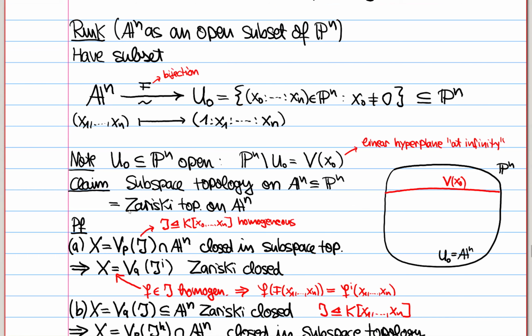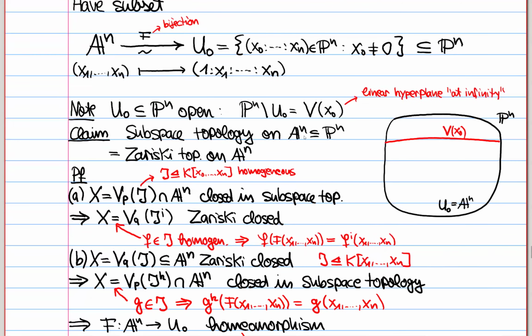And first of all, the claim is this U0 is an open subset of Pn with respect to the Zariski topology, because its complement, well, it's the locus where x0 is equal to 0, so V(x0). So this is a homogeneous polynomial, so by definition, this is indeed a projective variety. So here the picture is Pn has this nice open part An, and then this line V(x0) at infinity.